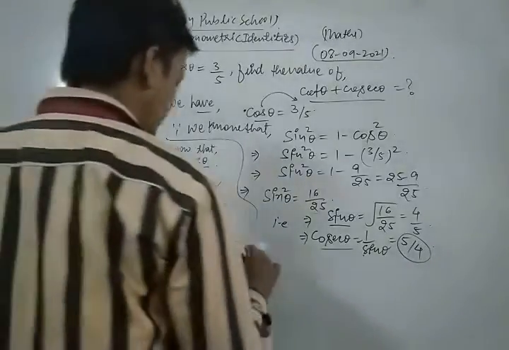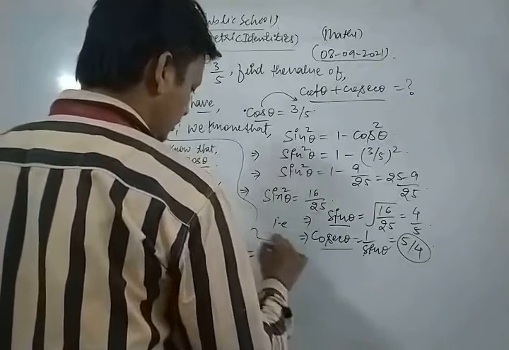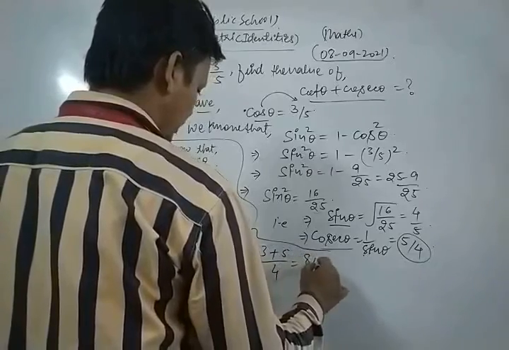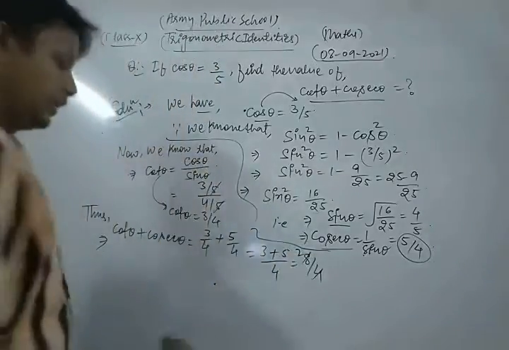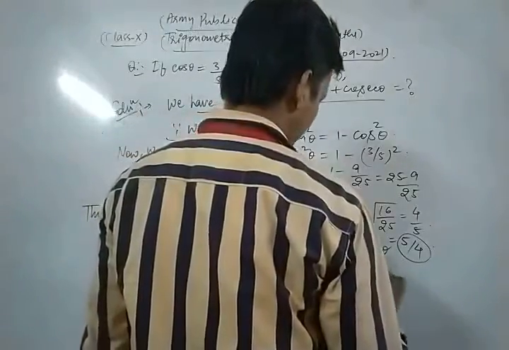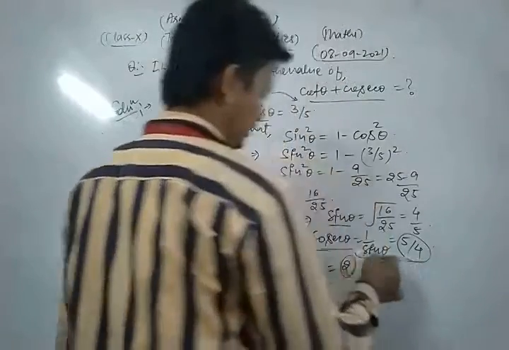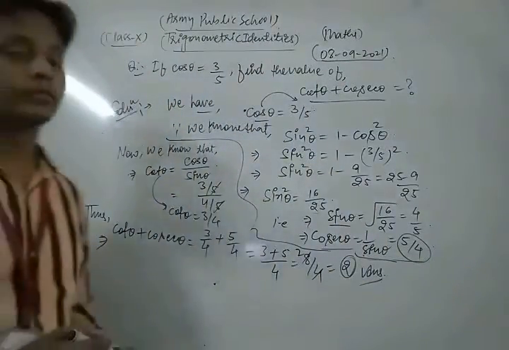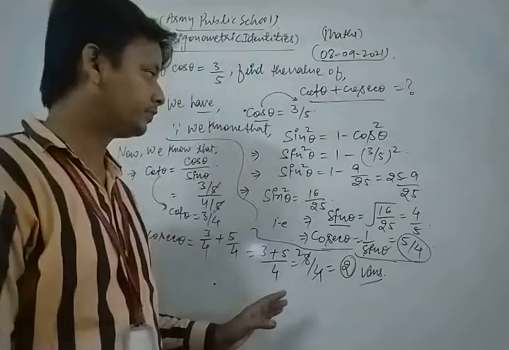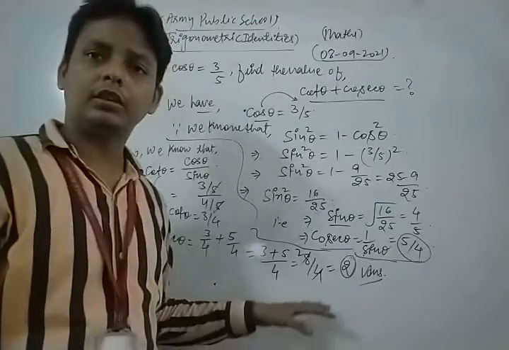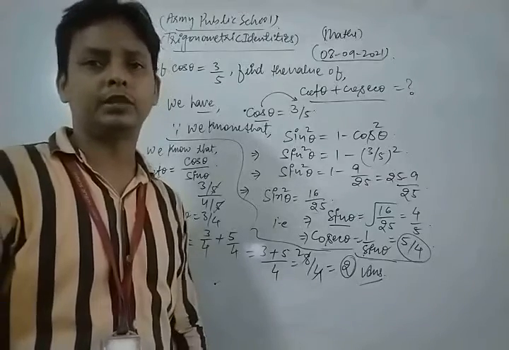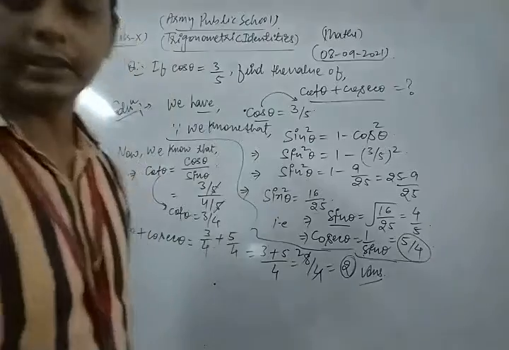So taking 4 as the common denominator, 3 plus 5 upon 4 is 8 upon 4, and 4 into 8 gives 2. Thus the value of this is 2. This is the answer. So in this way, you can solve this type of question by using trigonometric identities.